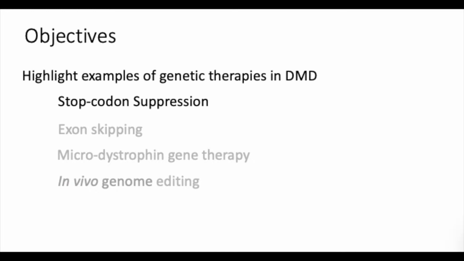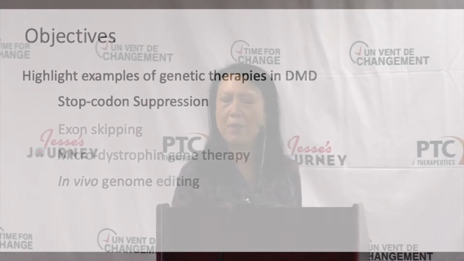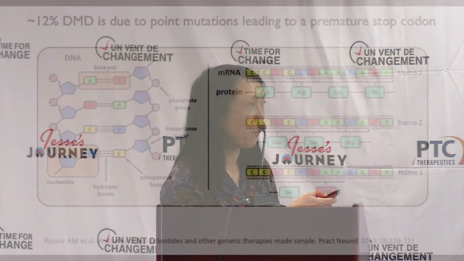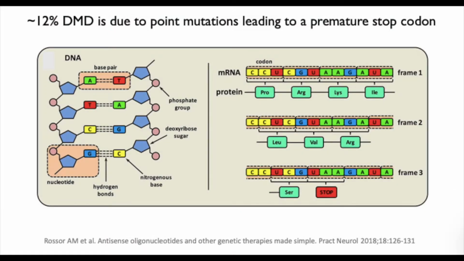There are a few things that I just want to highlight, and you'll hear about them in more depth from the speakers to come. The first is stop codon suppression, which you heard about with PTC Therapeutics. This is a diagram to tell us that our genetic code is made in pairs, what we call base pairs. They join together, and this is actually an unfolded picture of our DNA, which is our blueprint.